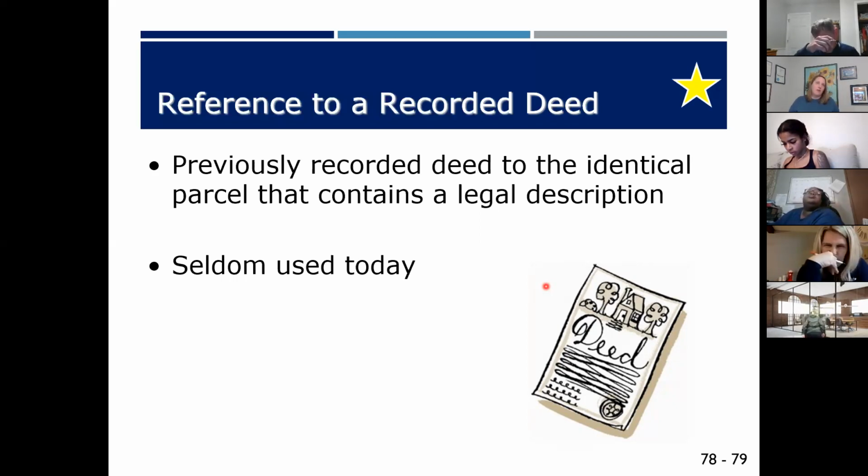Again, the most accurate way in North Carolina is metes and bounds. Recorded plat map will also work if available, if it's in a subdivision, a community that has one. So there are 4 ways of finding the legal description. Any questions so far?